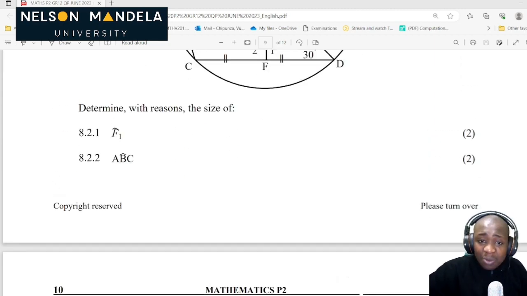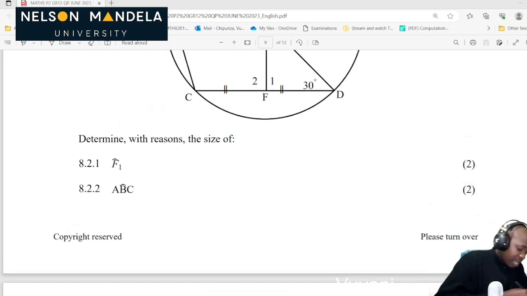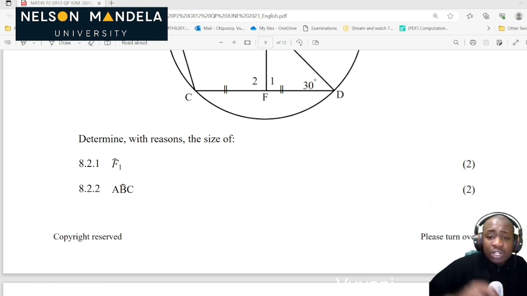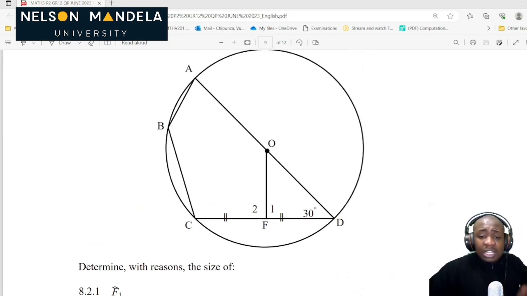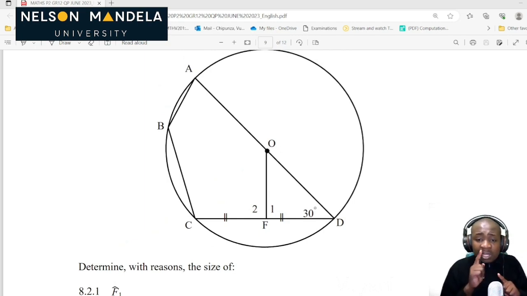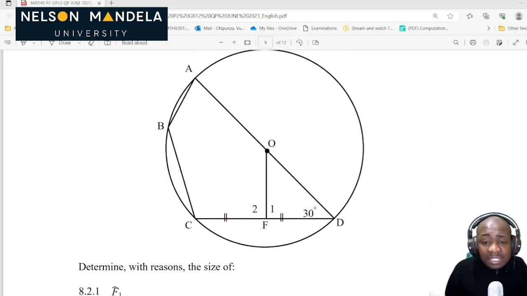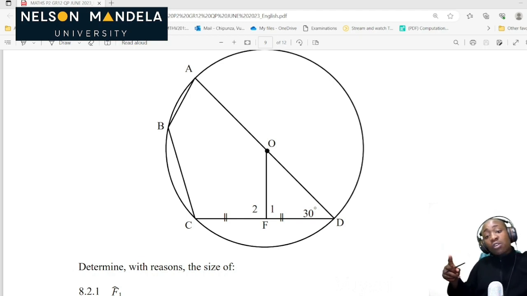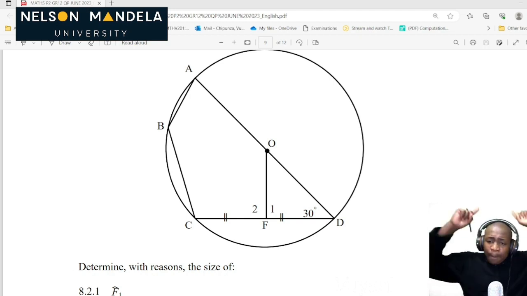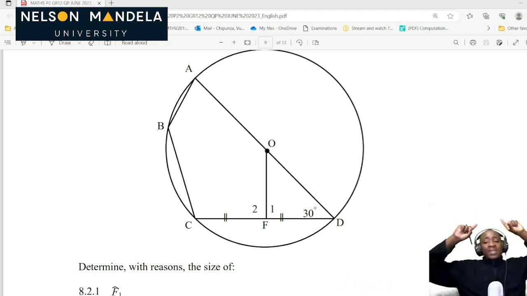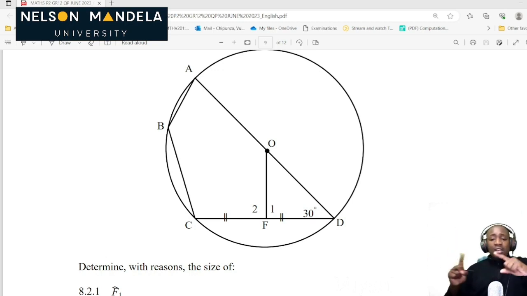Okay, let's do it. We are in a good mood today, okay? So 8.2.1. Now we can determine our angle F1. So F1 will be equal to what? Let's look at our diagram clearly. We can see that CF is equal to FD. They've given us that in the diagram, and we also have OA and OD. They told us O is the center of the circle, which means AO is also equal to OD, radii. The moment a line is drawn from the center to the circumference of the circle, that's already a radius.